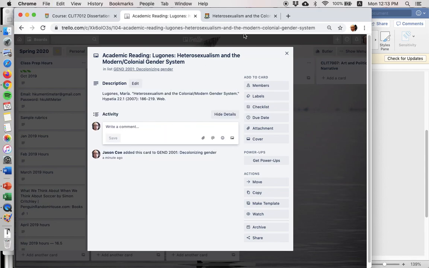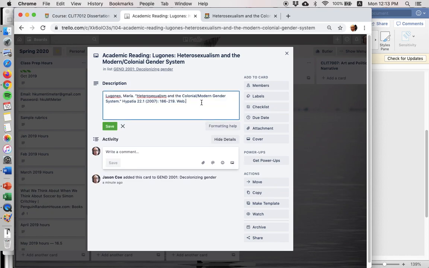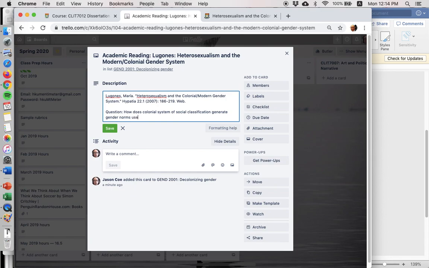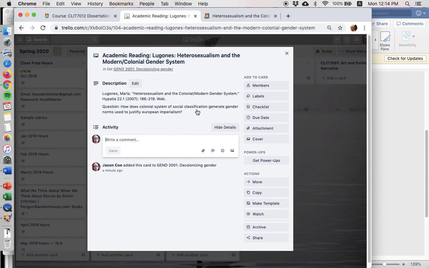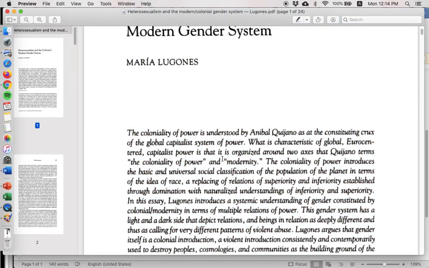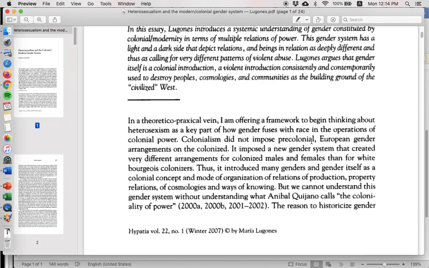All right, cool. Then I would start with my keywords, right? What are my keywords? It's like colonial. Or what's the question? How does the colonial system of social classification generate gender norms used to justify European imperialism? Okay, so got that. That's a big part of it, right? So does this have to do with my research? Well, yes, for this course. So now I'm going to find the particular quotations that really matter to me. Pre-colonial European gender arrangement implies it imposed a new gender system.